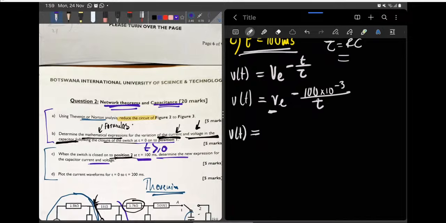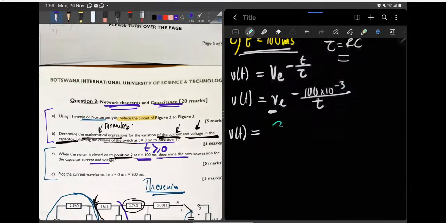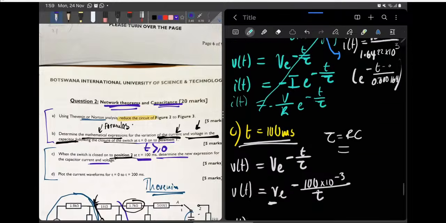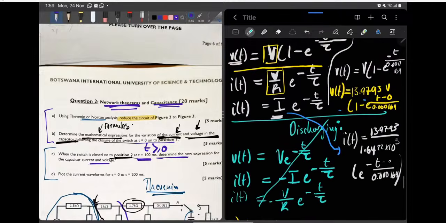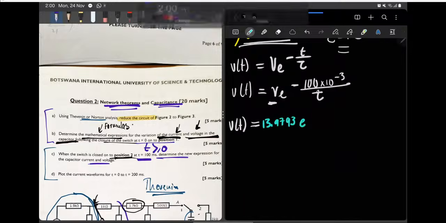Okay, so what we do know is that the maximum was 13.9793. Now we want to find out, at 100 milliseconds, since it switched at 100, was it full and charging?